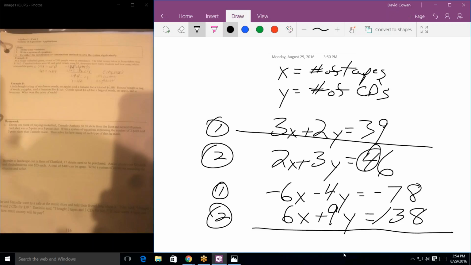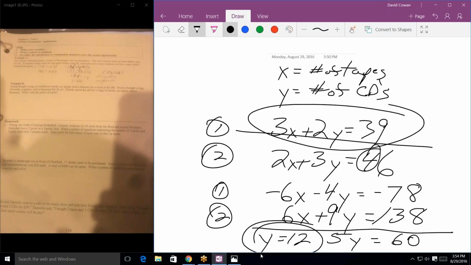The next step is to add it and cancel the x's. So you have 5y equals 60, so y equals 12. Probably that one's the easiest one. Once again, it's always one of the original ones, never one of the secondary ones, because the secondary ones have always been multiplied by something, so they're always bigger numbers.